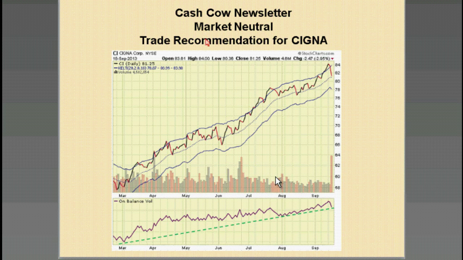We recommended yesterday in the Cash Cow newsletter a market neutral spread trade for Cigna. Cigna retraced back towards that middle Keltner channel, setting up a good buy opportunity. So we recommended a market neutral trade on this. We bought an October call, and then we bought an October put.